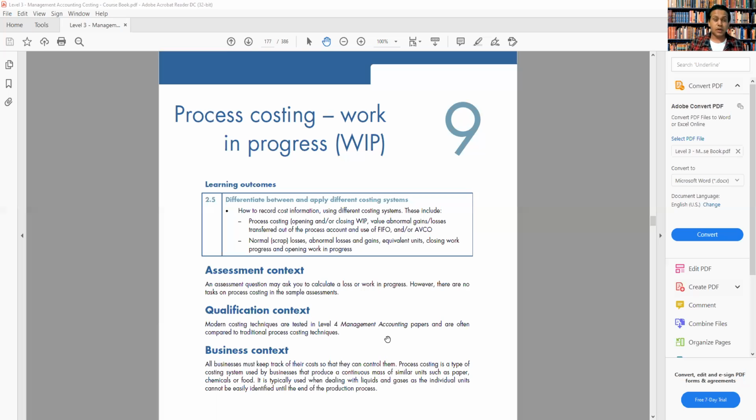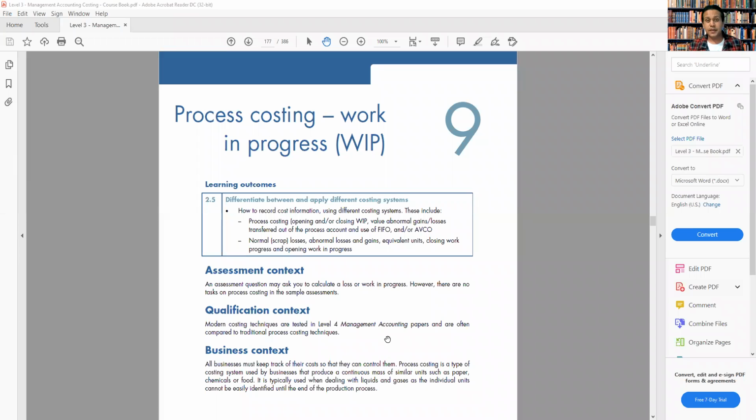FIFO is the first in, first out. LIFO is the last in, first out. And AVCO is basically the average. In AVCO, you don't have to worry about what was the opening inventory and what was the closing inventory.